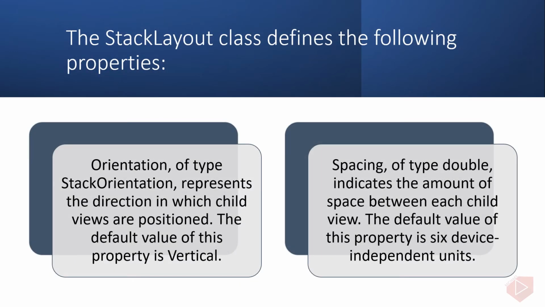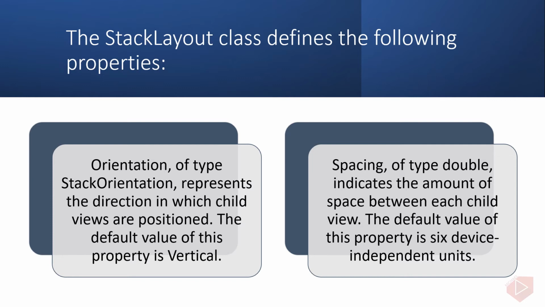Now these are the properties that define the stack layout class. First is orientation of type stack orientation, which represents the direction in which child views are positioned. The default value of this property is vertical. Second is spacing of type double, which indicates the amount of space between each child view. The default value of this property is 6 device independent units.